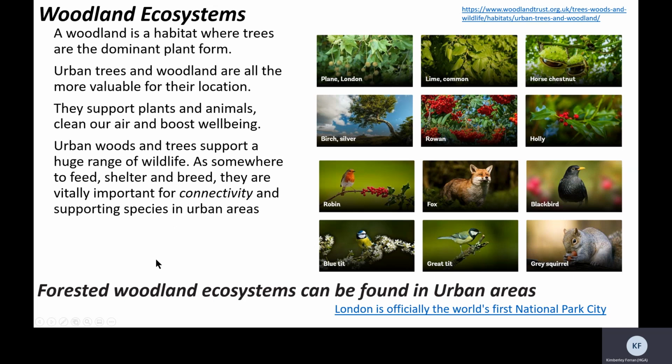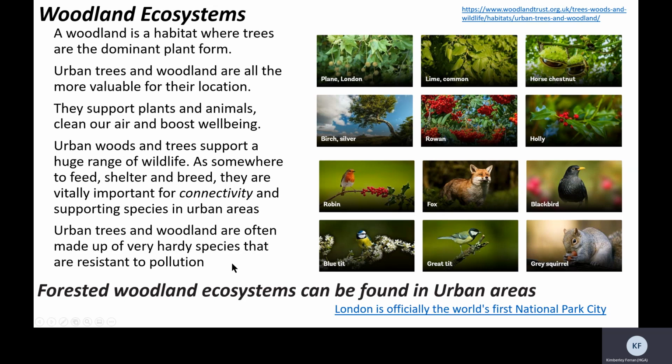Urban woods and trees support a huge range of wildlife. So you can see all of these different trees in our picture here that are common in this area support all of these different types of animals and birds. They're somewhere to feed and shelter and breed, and they're vitally important for our connectivity and supporting species in urban areas. So they connect all the different habitats and ecosystems for the wildlife and plants. Urban trees and woodlands are often made up of very hardy species that are resistant to pollution, which is very important when you live in an urban area.